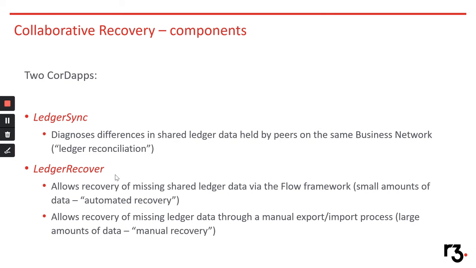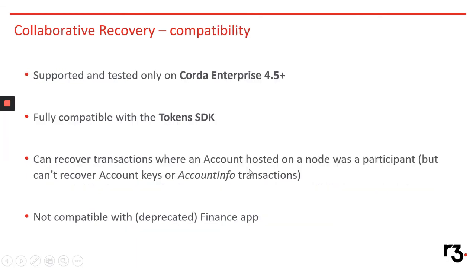There are two operating modes of this. One is using the flow framework. So completely within Corda, you're able to recover missing data from your peers. This is suited for smaller amounts of data. And for cases where large amounts of data are missing, there's also a manual import-export procedure for the data that involves conveying the data back outside of Corda, again, not to disrupt regular operation on a network.